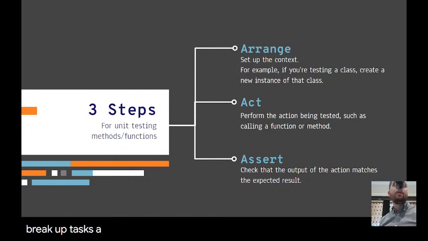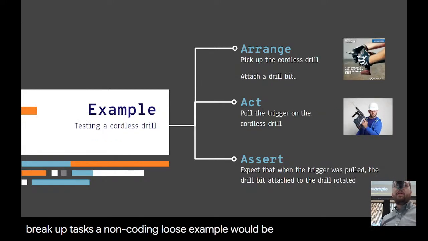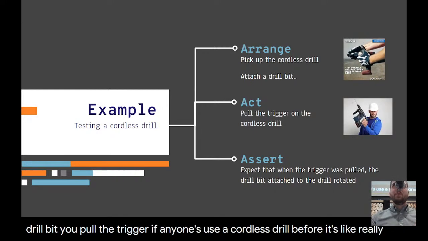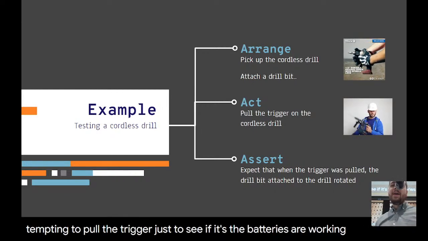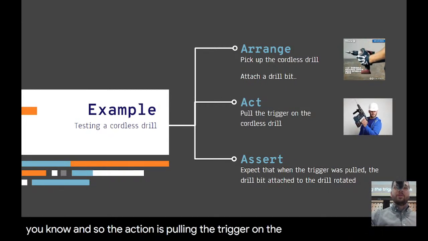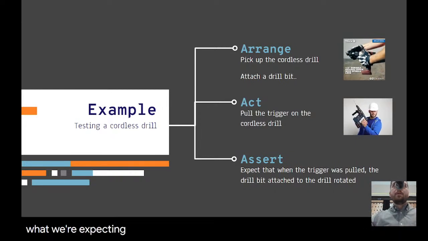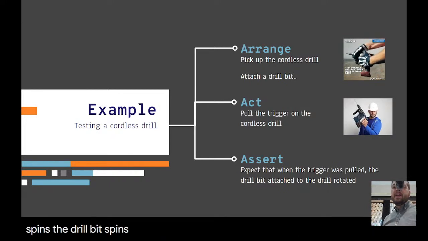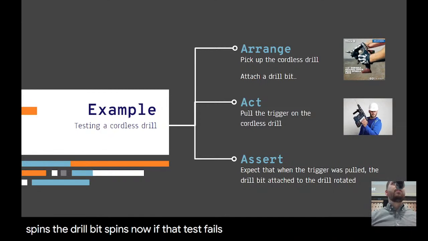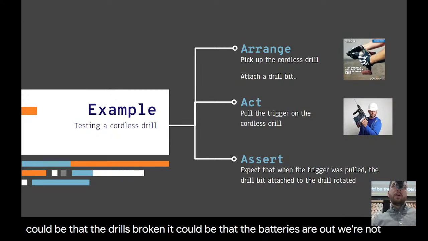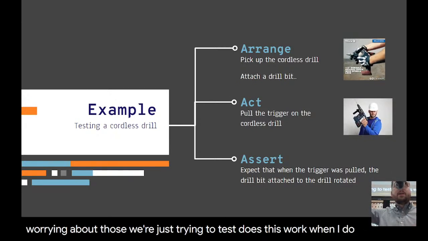A non-coding loose example would be like: pick up a cordless drill, attach a drill bit, and pull the trigger. If anyone's used a cordless drill before, it's really tempting to pull the trigger just to see if the batteries are working. So the action is pulling the trigger on the cordless drill. And what we're expecting to happen is that when we pull the trigger, the drill bit spins. Now, if that test fails, it could be for a number of reasons. It could be that the drill's broken, or that the batteries are out. We're not worrying about those. We're just trying to test, does this work when I do the actions I expect?